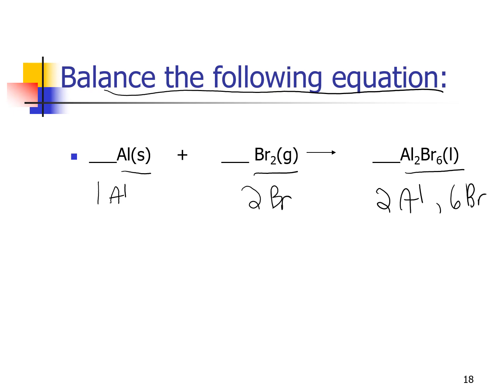So in order to balance our reaction, we need to add a coefficient of 2 in front of the aluminum. So we now have 2 aluminums to balance aluminum on the reactant and the product side. And now we need a coefficient in front of our bromine molecule to balance 6 bromine. So we have 2 already. So if we put a 3 in front, we would have 3 times 2 gives me 6 bromine atoms. So our bromines are balanced on both sides. So now we have a balanced equation.